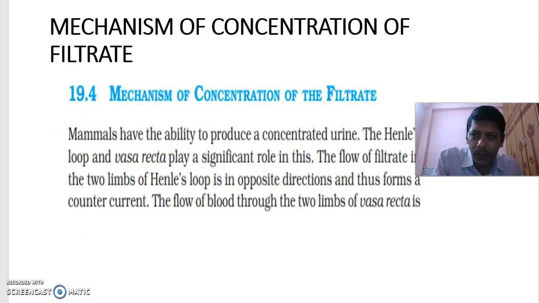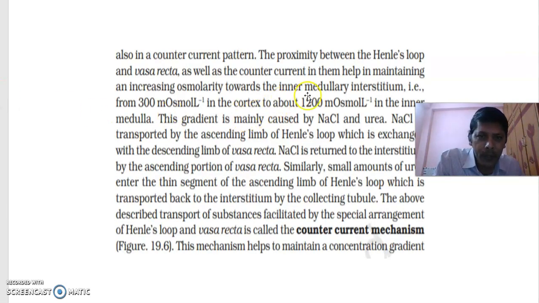Observe this part, this point here. The gradient is mainly caused by NaCl and urea. NaCl is transported by the ascending limb of Henle's loop, which is exchanged with the descending limb of vasa recta. I will show you that one.